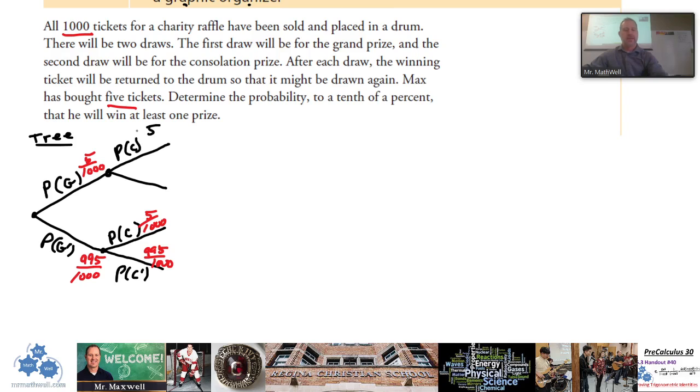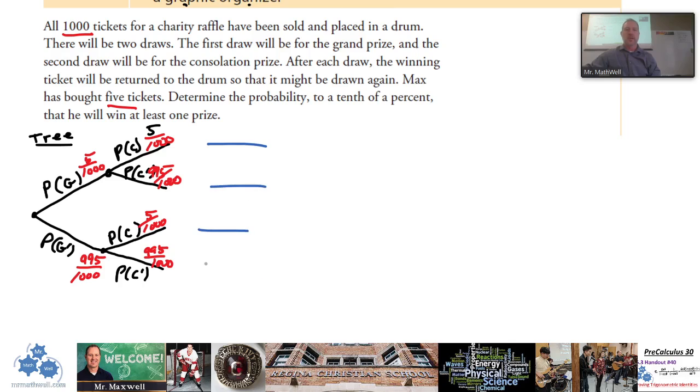5 out of 1,000. And the probability of not winning, C prime, would also be 995 out of 1,000. Okay, so now that I've got that all in there, these are the outcomes, right?